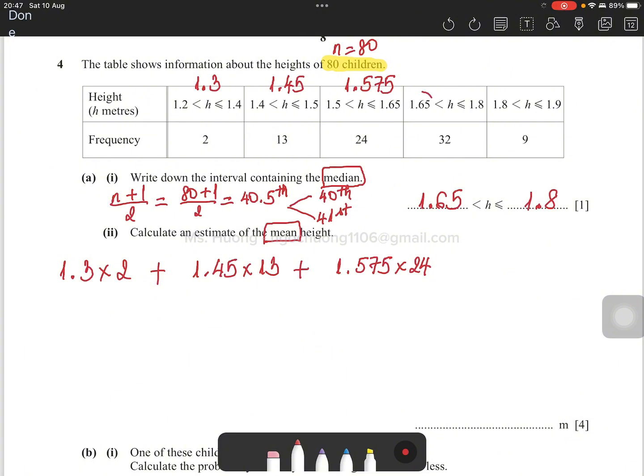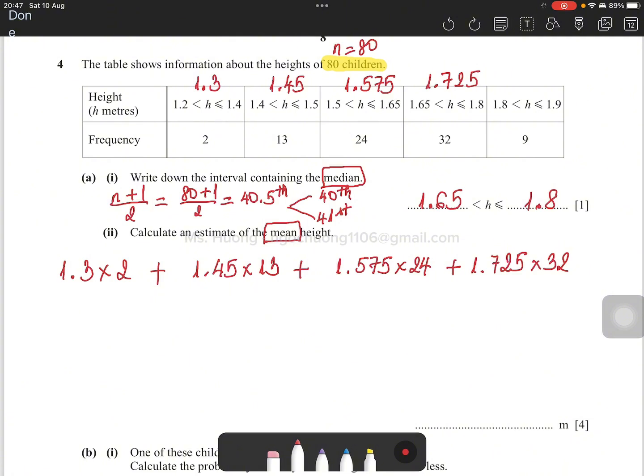Then we add up 1.65 and 1.8 together to get 3.45. And then we divide 3.45 by 2. So it is 1.725. Similarly, I will multiply 1.725 by the frequency 32.